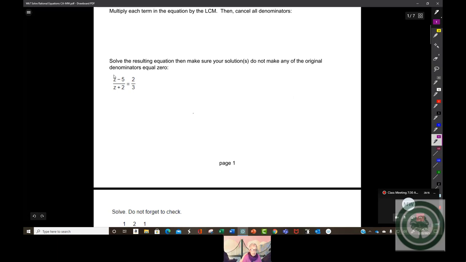Cross multiplying is something you can do when you have an equation that consists only of one fraction equals one fraction. You make an invisible kind of X through the equation, and the diagonals of the X cross at the equal sign, and you multiply along the diagonals like this. 3 times z minus 5 equals 2 times z plus 2. And then all we have to do is solve that. And we actually never encounter fractions until maybe the answer is a fraction.